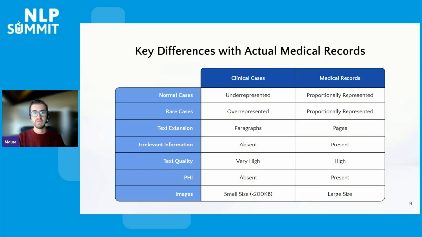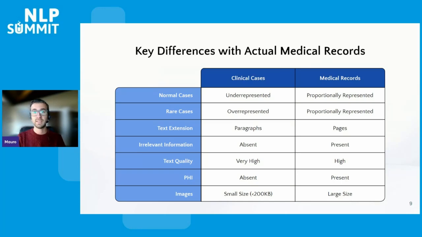And in my opinion, this is something positive because this makes clinical case datasets richer, with more variety. Regarding the text extension, clinical cases are shorter than medical records. Usually they don't include irrelevant information such as the patient denies pain. These kinds of mentions are very frequent in medical records, but they are not mentioned in clinical cases.